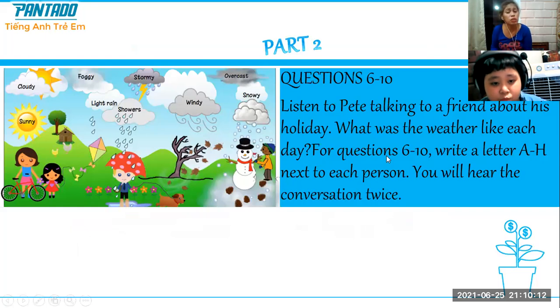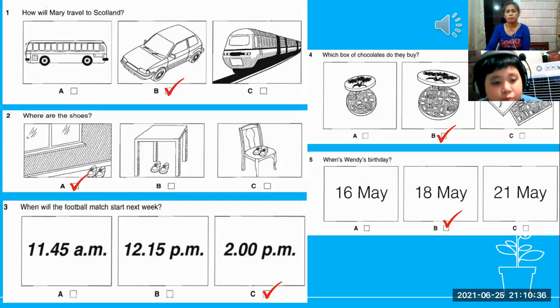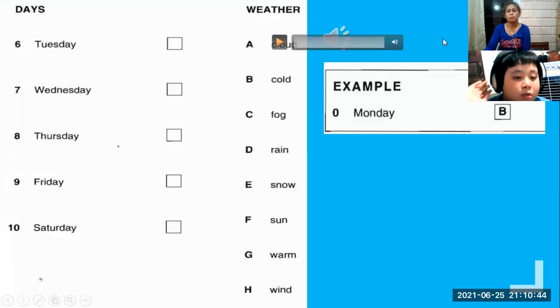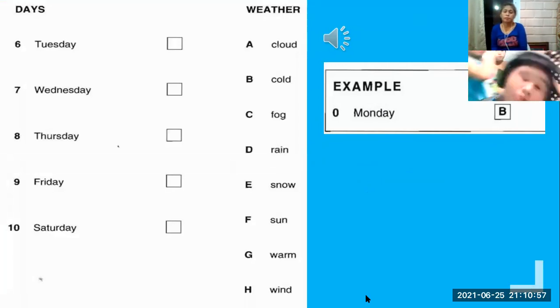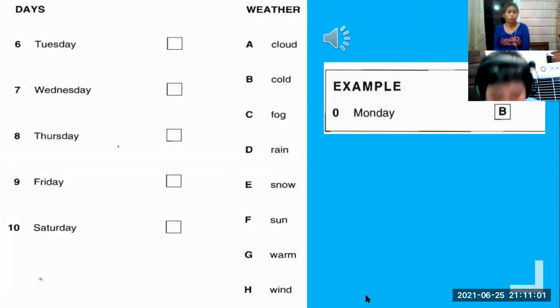For part two, question 6 to 10, you have to listen to Pete talking to a friend about his holiday. What was the weather like each day? For question 6 to 10, write a letter, A to H, next to each day. You will hear the conversation twice.